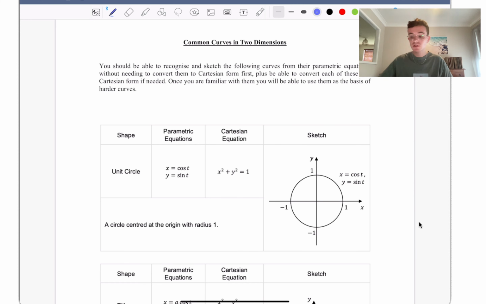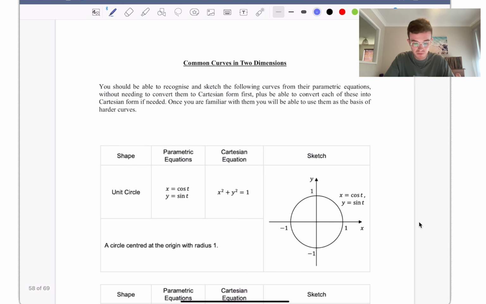Okay, today we're going to have a look at common curves in 3 dimensions. We should be able to recognize from our work with further functions in Extension 1 Year 11 some common curves. It's important that we learn how to recognize and sketch these curves in their parametric equations without needing to convert them to Cartesian form, plus be able to convert each of these into Cartesian form if needed.